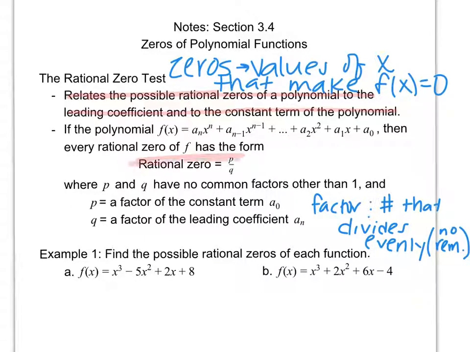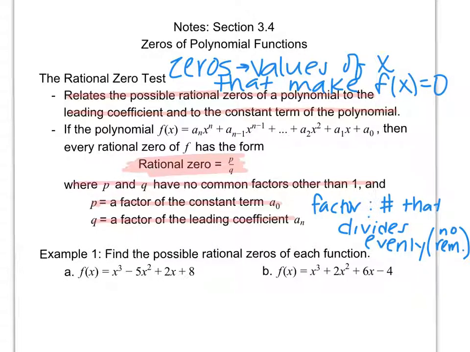So all of our possible rational zeros are always found by taking p and dividing by q, where p is a factor of the constant term and q is a factor of the leading coefficient. And of course, p and q have nothing in common other than the number 1.